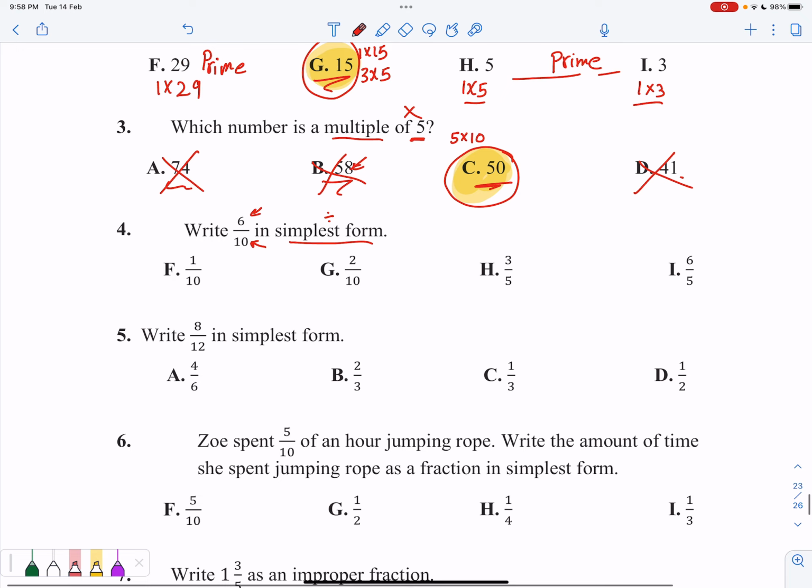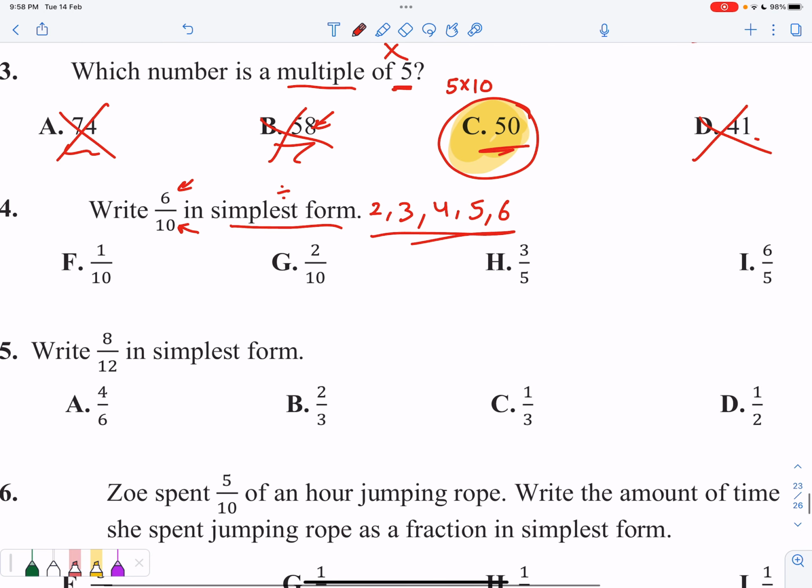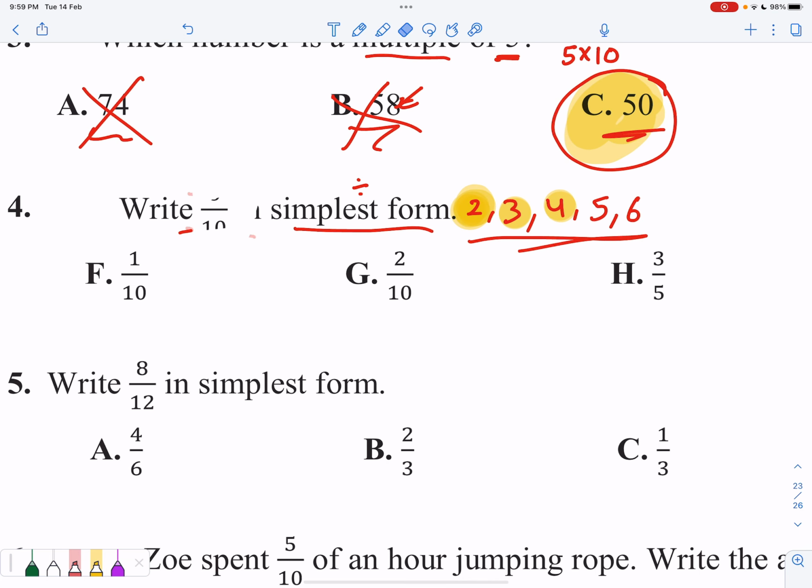You will divide it over a small number. It can be 2, it can be 3, it can be 4, it can be 5, it can be 6. Mostly we just use this set of numbers, okay? We don't go with bigger numbers. So you will just think, which number of these can I divide the number at the top and the number at the bottom? So you have 6 and 10, okay? The easiest number and the most common number that we use to simplify is the number 2. Also we use the 3, also we use the 4, but 2 is the most common one. So let's try to divide the 6 and the 10 over 2.